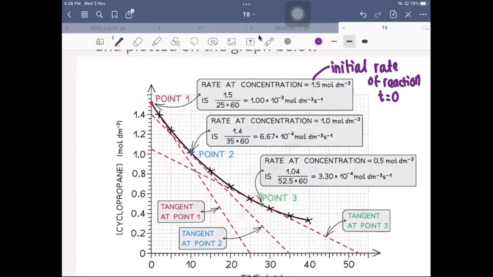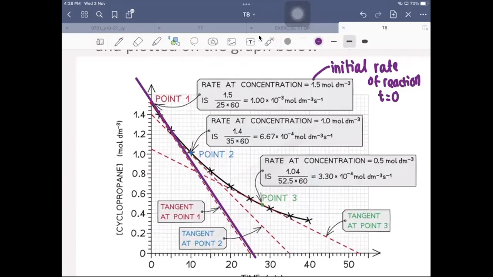Now, one student asked, doesn't t equals 0 mean you haven't started the reaction, so shouldn't the rate be 0? When they ask for the initial rate of reaction, it means the rate at the moment the reaction has started. So you have to draw a tangent at t equals 0, and it will not be 0. Let's have a look. I'm going to draw a tangent at t equals 0, so I'm just extending the line.